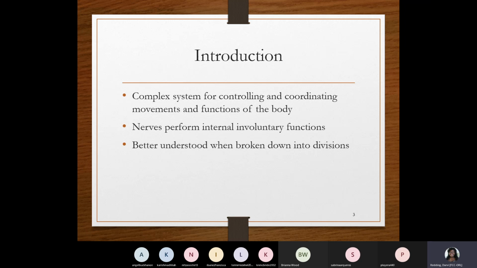So, as an introduction to the nervous system, you should understand that the central nervous system is a complex system for controlling and coordinating movement and functions of the body. So we have two different systems when it comes to the nervous system. You have the CNS and you have the PNS. Now with the CNS, central nervous system, our nerves perform internally in an involuntary function. And I'll be going over some examples of what that represents.